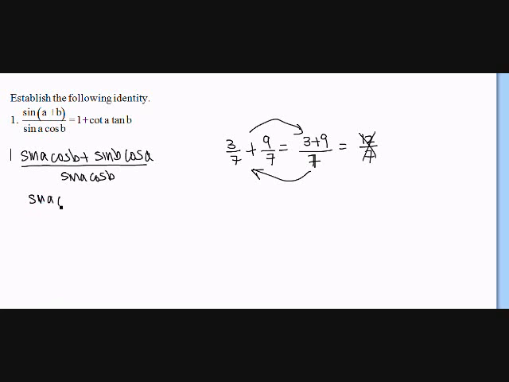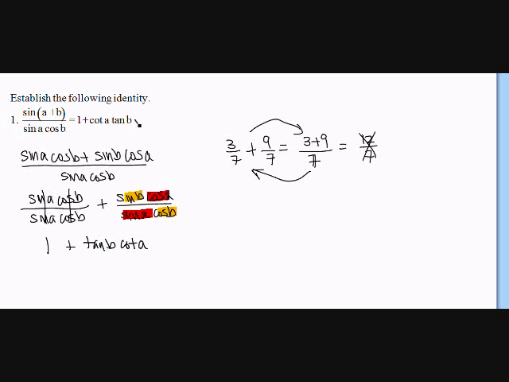So this will be the sine of a cosine of b all over the sine of a cosine of b plus the sine of b cosine of a all over the sine of a cosine of b. This cancels, I just get 1. And here, the sine of b and cosine of b, that is equal to tangent. And cosine of a, sine of a is equal to cotan. So therefore, these two are tan of b. These two are cotan of a. And I got it.